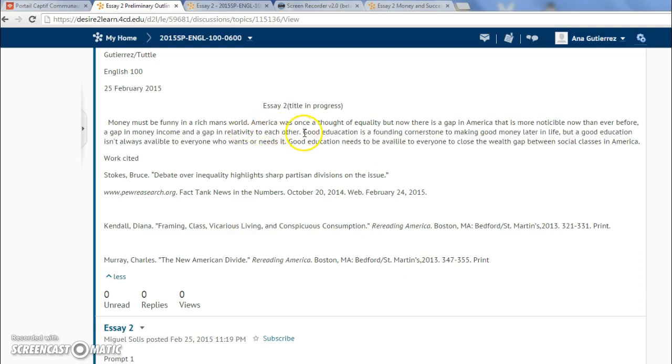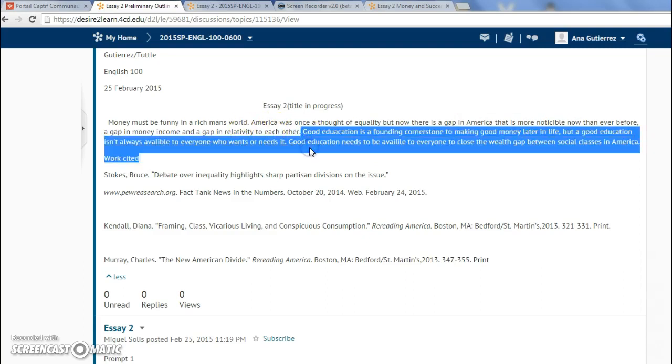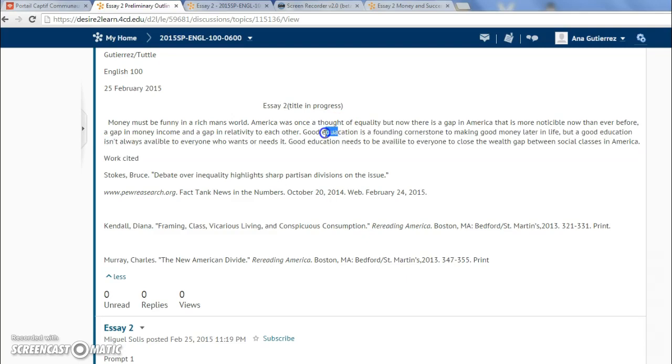Okay, so let's go to these last two sentences, which I imagine are your thesis. You say, good education is a founding cornerstone to making good money later in life, but a good education isn't always available to everyone who wants or needs it. Good education needs to be available, I think you mean, to everyone to close the wealth gap between social issues in America. Again, you have a lot of ideas. It's really good to get them out there for your first draft.